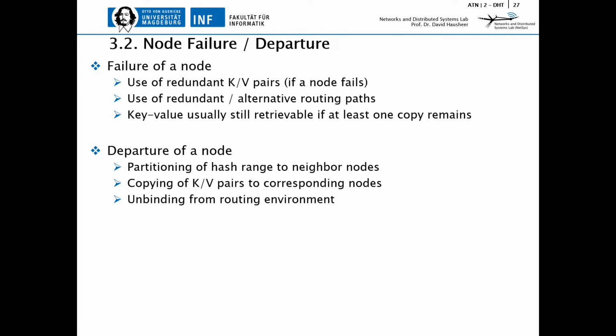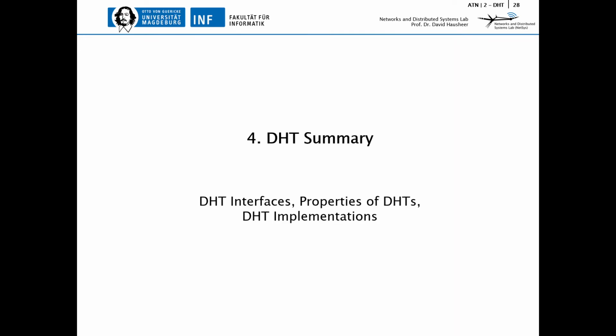Now, a nicer way of leaving the network is if a node is departing. That means it first of all notifies the neighbor nodes that it is going to leave, and so the hash range can be partitioned before that node actually departs from the network. Also, the key value pairs that it was responsible for can be copied beforehand, and then only the node actually unbinds itself from the routing environment.